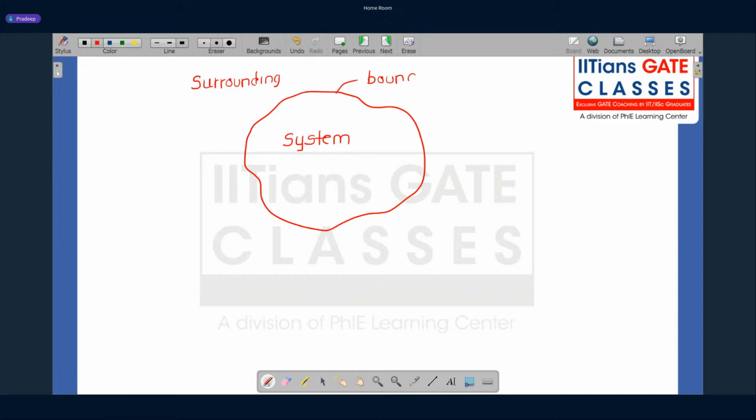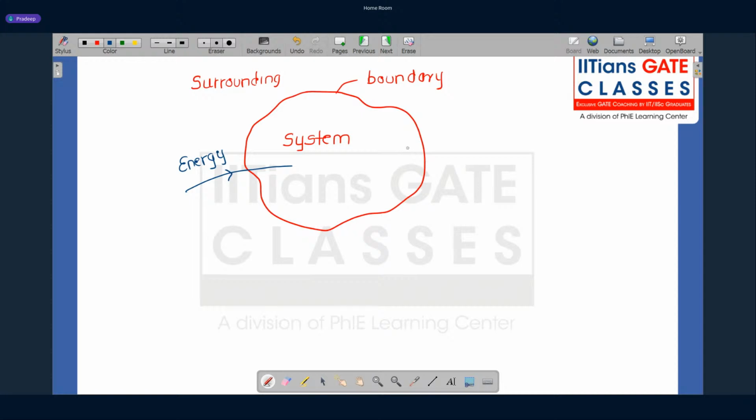System and surrounding are now interacting with each other. As I told you, there can be energy interaction. So system and surrounding can transfer energy. There can be energy transfer from system to surrounding and surrounding to system. So what does the first law of thermodynamics give us? The first law of thermodynamics is basically the law of conservation of energy.